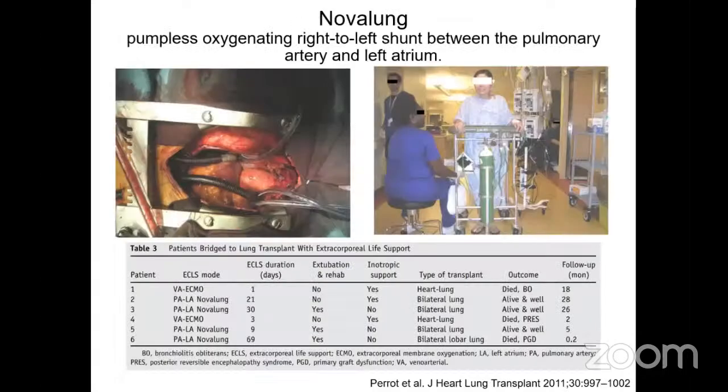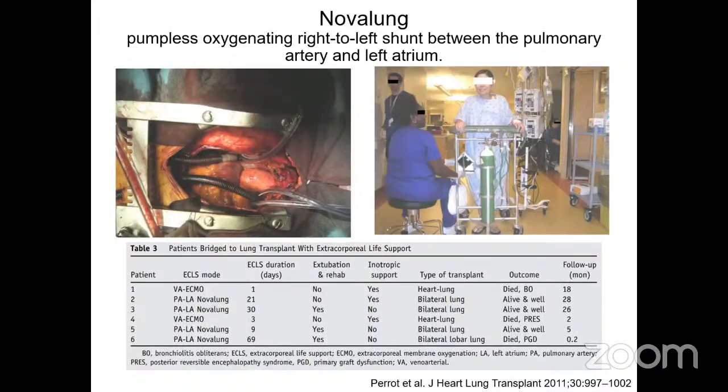The other is Novalung. Novalung is a pumpless oxygenating right to left shunt between the pulmonary artery and right atrium. The lower panel shows the result of Novalung for 4 patients. One patient underwent lung transplantation after up to 69 days of support. Neither procedure has been performed in Japan yet. It is hoped that devices or procedures that can withstand a long waiting period will be developed.